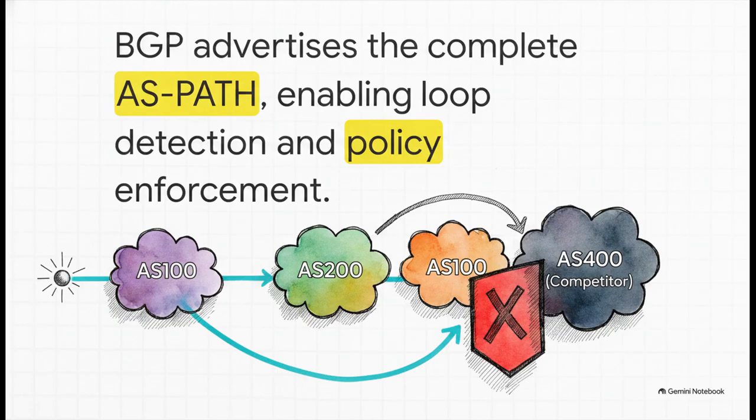More importantly, this allows network engineers to enforce strict business policies. For example, you can purposefully avoid routing your traffic through a competitor's network. BGP prioritizes total stability and policy over raw speed.